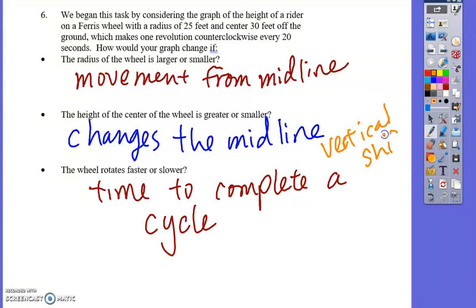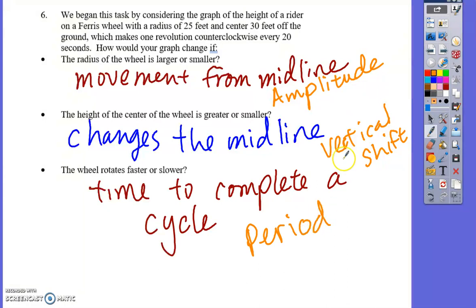The movement from the midline is technically called the amplitude. And the time to complete a cycle is called the period. So those are the technical names: amplitude, vertical shift, and period. Period's important. Period is probably one of the harder of these. The midline's the easiest by far.